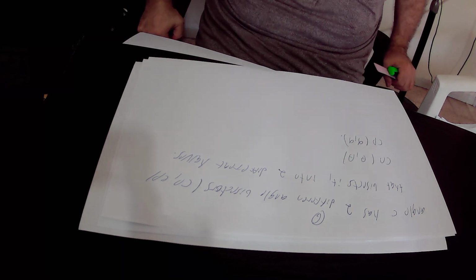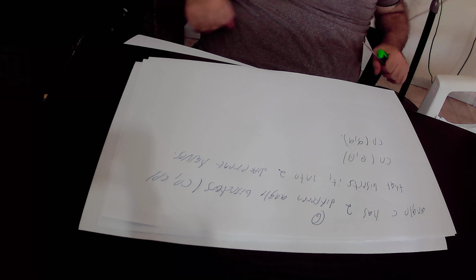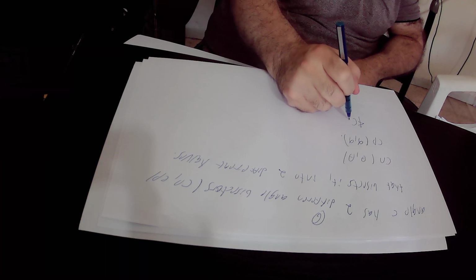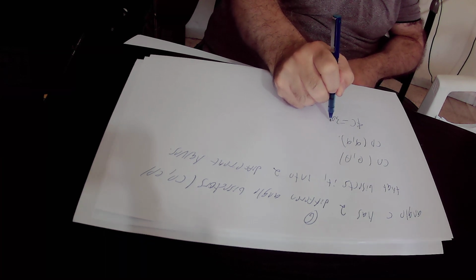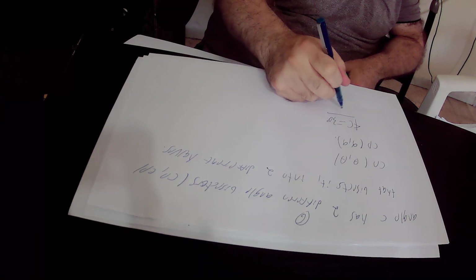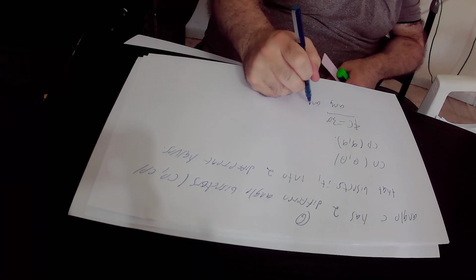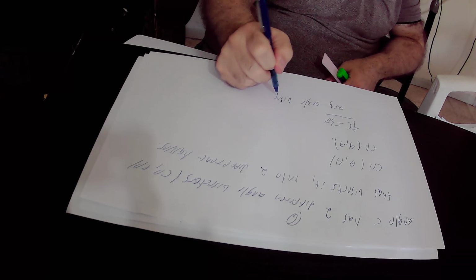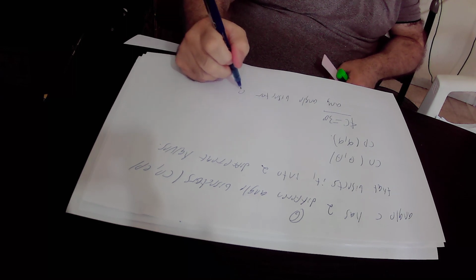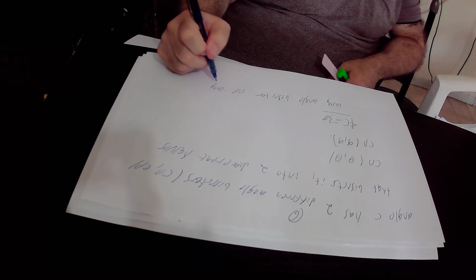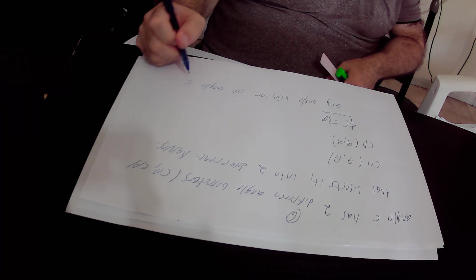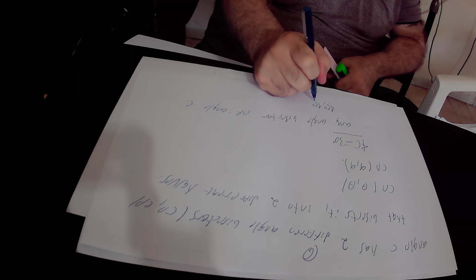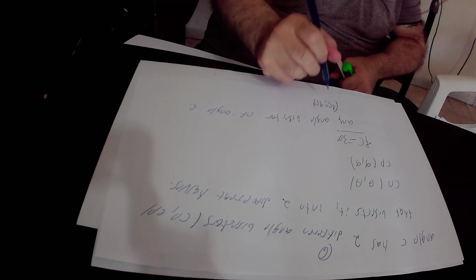Why? Because, for example, if the size of angle C is equal to 30 degrees, then any angle bisector of angle C will bisect it into two halves, each equal to 15 degrees and 15 degrees only, and not any other halves.